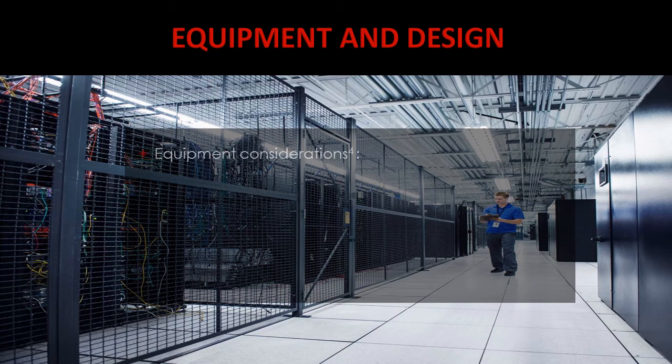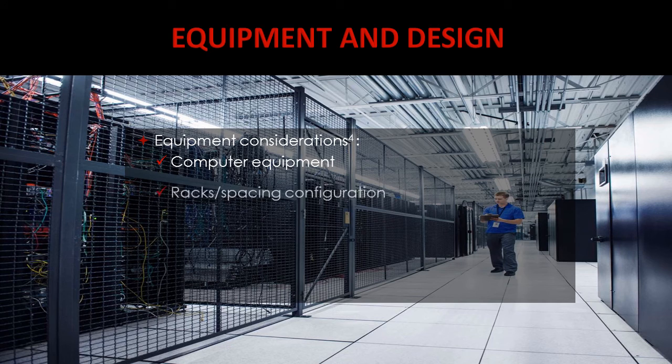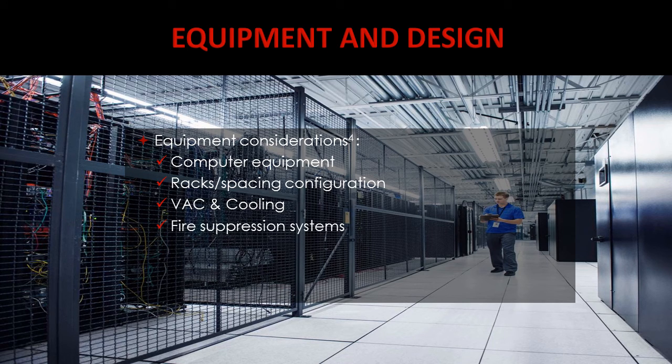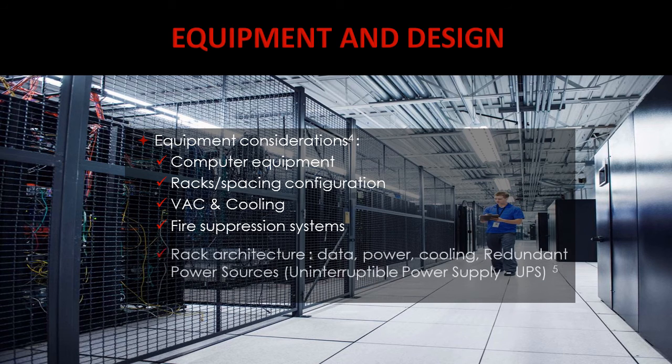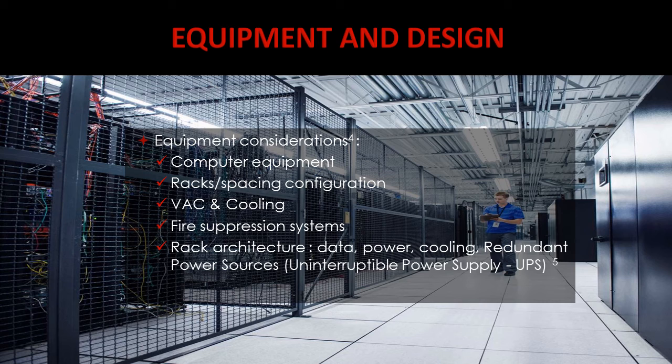Equipment considerations must include computer and equipment configuration, racks and spacing configuration, ventilation and air conditioning or VAC around the equipment, and fire suppression systems which will extinguish fires while limiting damage to hardware or facilities. Rack architecture encompasses data, power, cooling, and redundant power sources such as uninterruptible power supply or UPS.